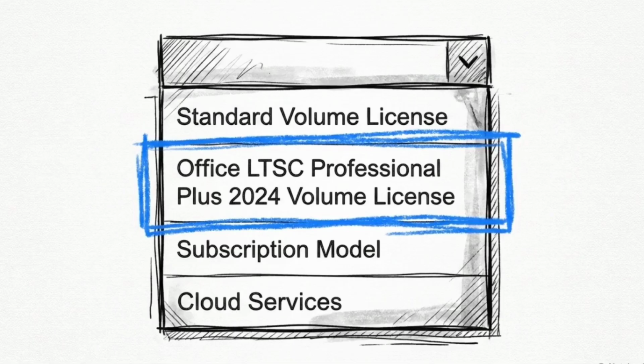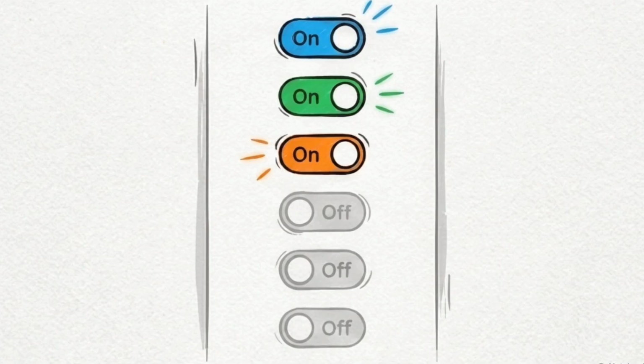Now go to the Product License menu. From the drop-down list, select Office LTSC Professional Plus 2024 Volume License. Scroll down to the Apps list. Toggle off everything except for Word, Excel, and PowerPoint to keep your installation clean.